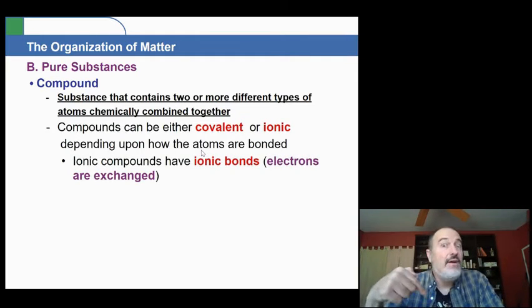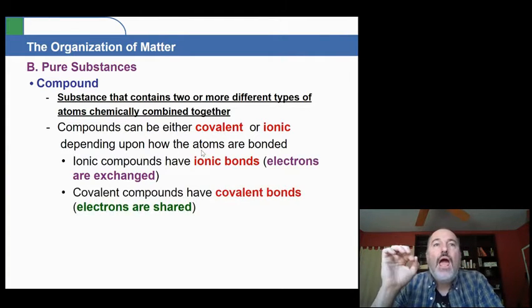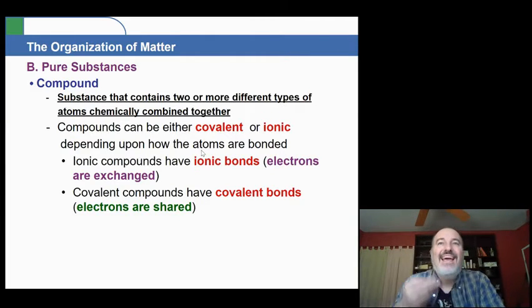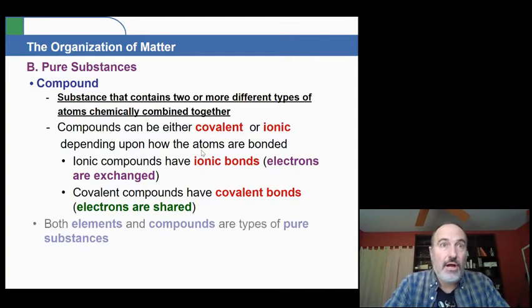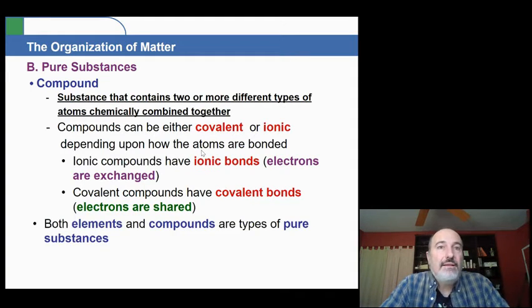Ionic compounds have ionic bonds where electrons are exchanged. And we're going to learn much more about that. And then covalent compounds have, surprisingly, covalent bonds where electrons are shared. And again, we're going to learn all about this later on. Now, both elements and compounds are types of pure substances. All right, keep that in mind.